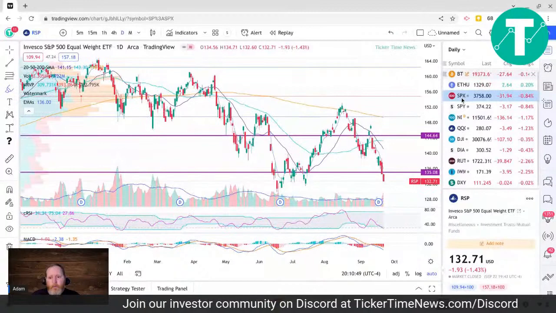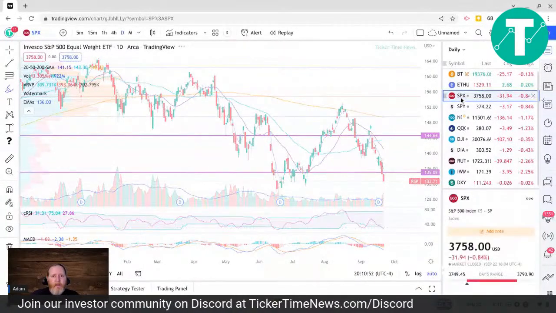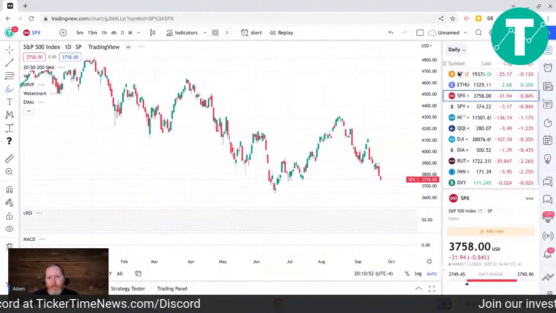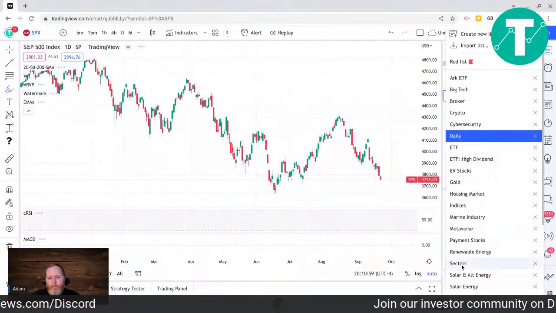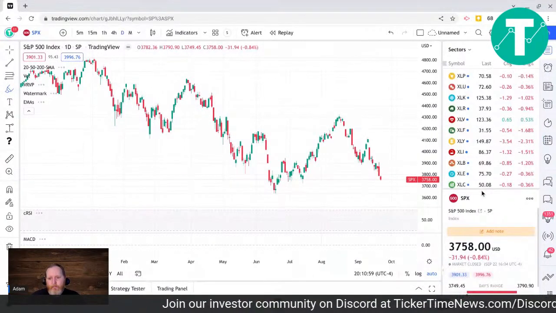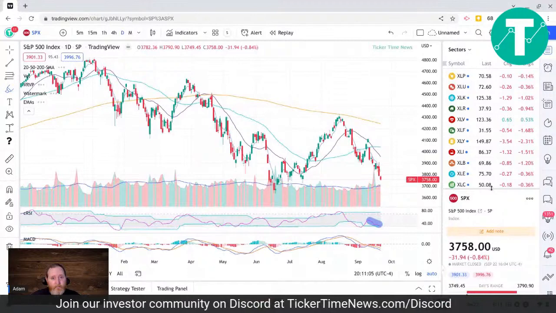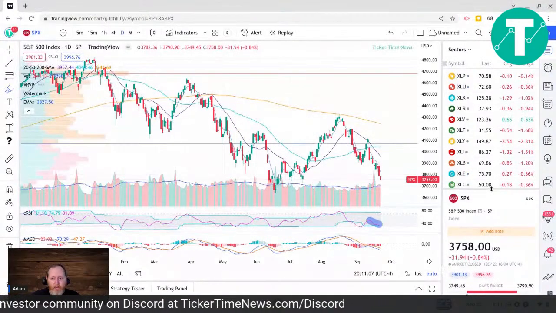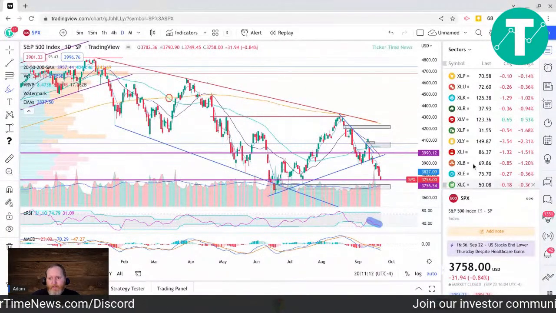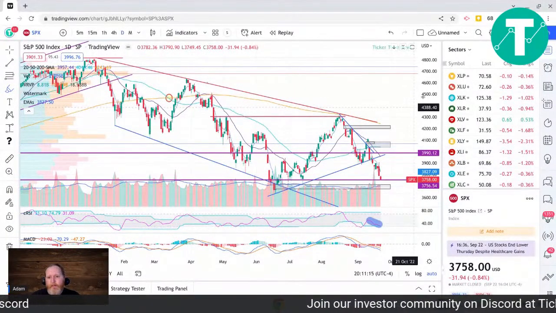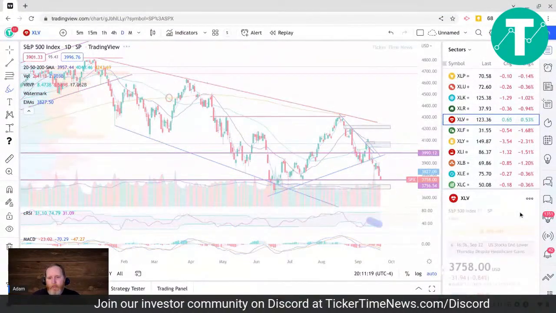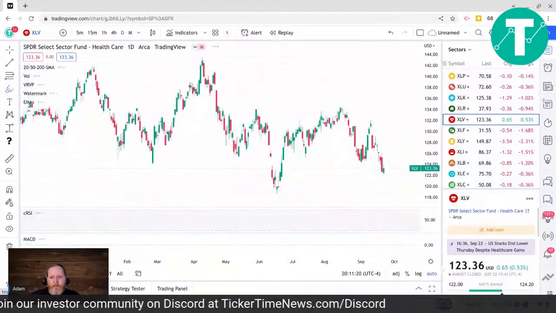Now, when the closing bell rang, there were just two sectors showing a gain, and I want to pull those up here. Healthcare was one of them. XLV is the ticker, and it was up about 0.5%. Let me just go ahead and pop that up. Biotech is obviously part of healthcare.